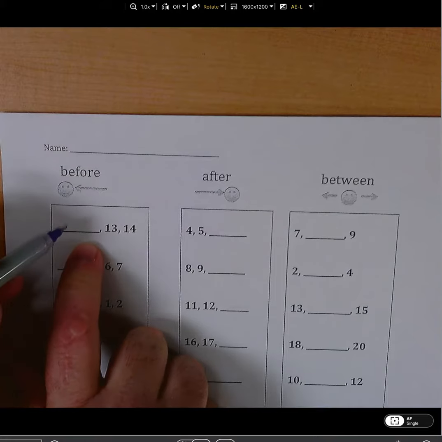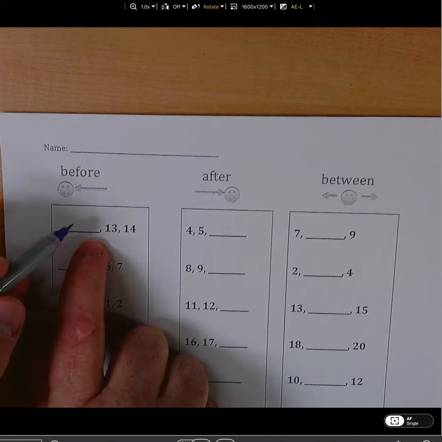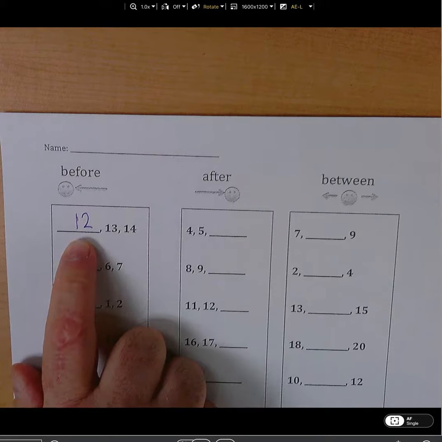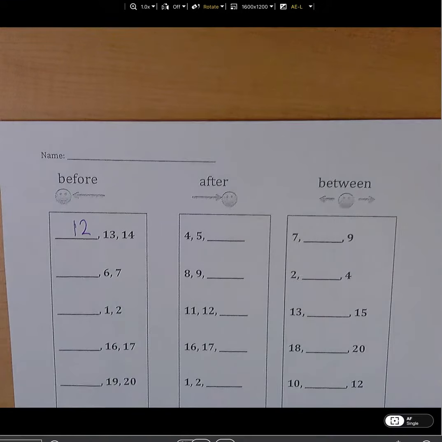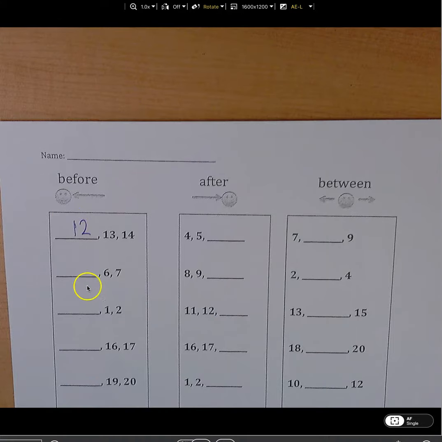So if I'm just counting 1, 2, 3, 4, 5, 6, 7, 8, 9, 10, 11, 12, 13, 12 comes right before 13. I could also take a look at it on a hundreds chart. Here's the 13 and 14, just like on the paper. So now we can look at what box comes before the 13, and that was the number 12. So we could repeat this with any of these activities here.